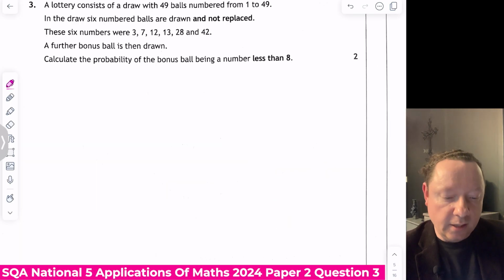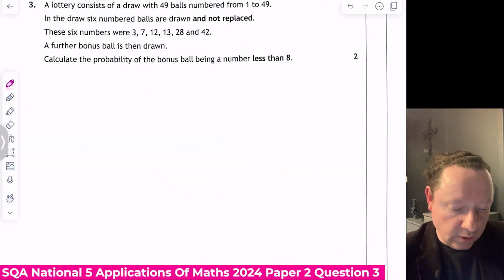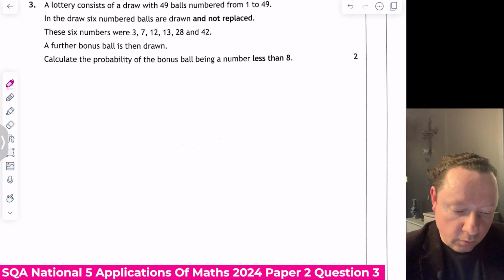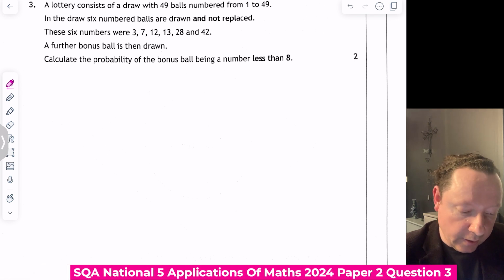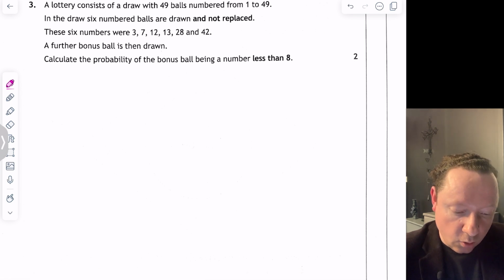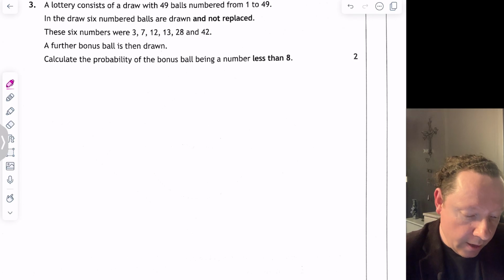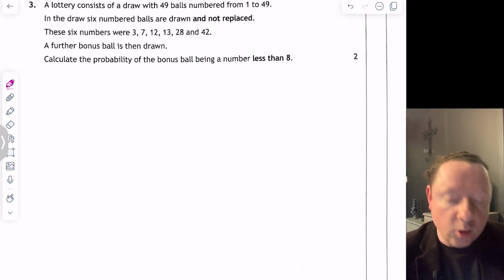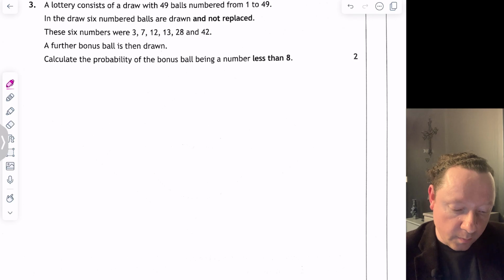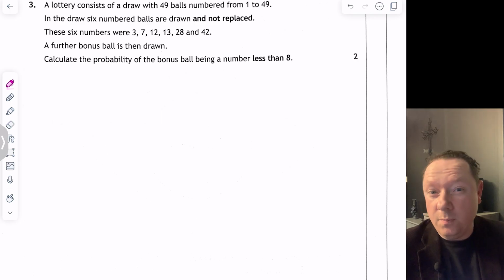SQA National 5 Applications of Maths 2024 Paper 2 Question 3. A lottery consists of a draw of 49 balls numbered 1 to 49. In a draw, 6 number balls are drawn and not replaced. In other words, you don't put them back. Those numbers were 3, 7, 12, 13, 28 and 42. If a bonus ball is then drawn, calculate the probability of the bonus ball being a number of less than 8. So we'll just need to work out how many balls are left.